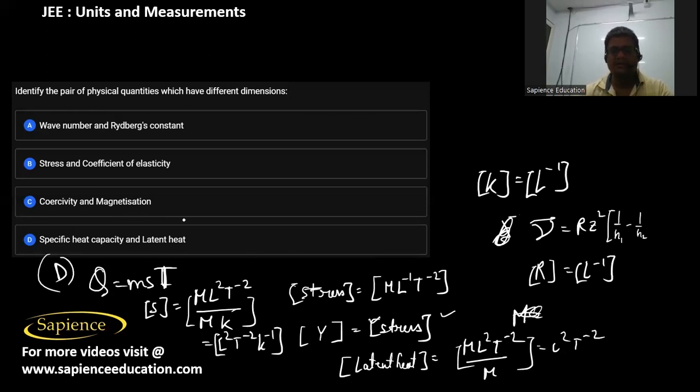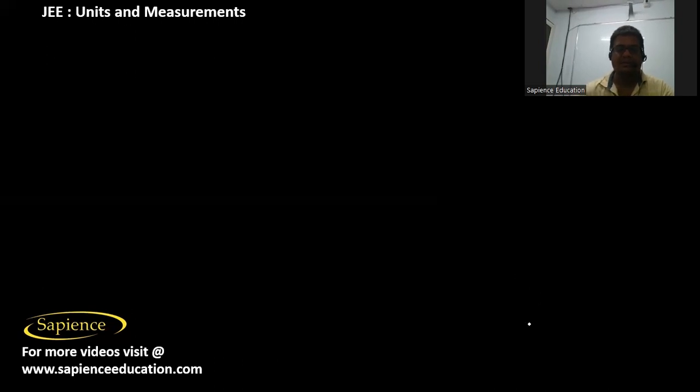And magnetization and susceptibility, they also have the same dimension. Magnetization is equal to the net magnetic moment per unit volume, that is called magnetization. So the net magnetic moment, that I can say is equal to NIA, which is equal to current into area, by volume.